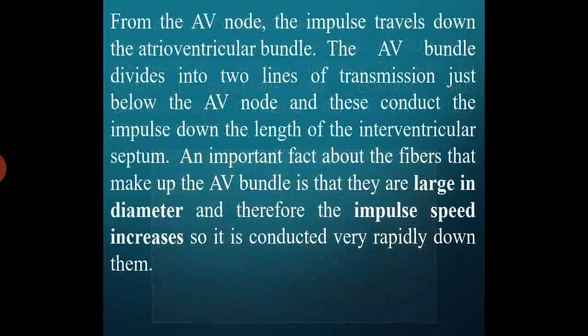Okay, so from the AV node, the impulses go on to the atrioventricular bundle, or as I have told you previously, it is also called the bundle of His. The AV bundle then divides into two lines of transmission, just below the AV node. These conducting impulses then go down through the septum, which divides them into right and left waves. Why does this happen? Because the diameter of the bundle of His is very large, so the impulse speed of the fibers increases more rapidly.